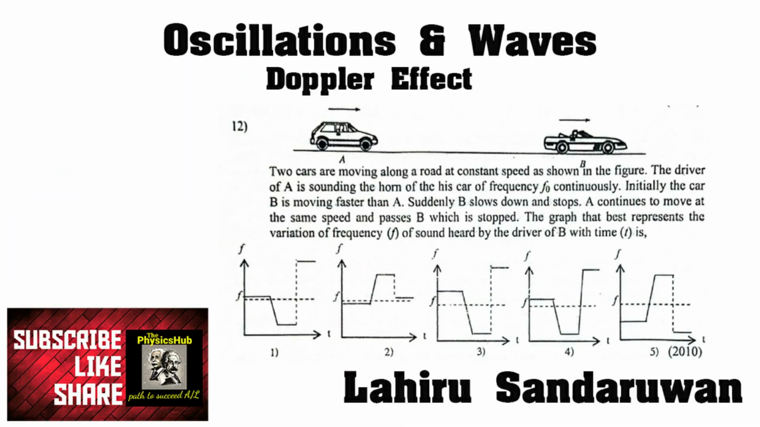Two cars are moving along a road at a constant speed as shown in the figure. The driver of A is sounding the horn of his car of frequency f0 continuously. Initially, the car B is moving faster than A. Suddenly, B slows down and stops. A continues to move at the same speed and passes B, which is stopped. The graph that best represents the variation of frequency f of sound heard by driver B with time.